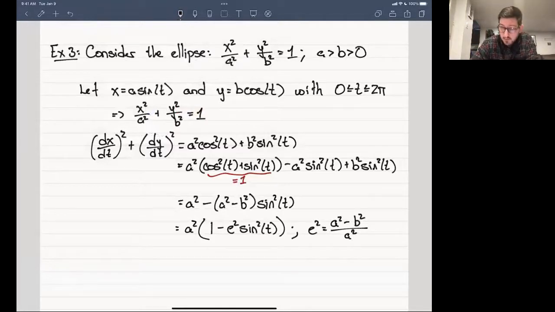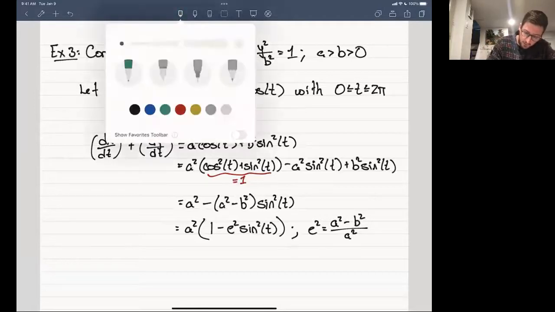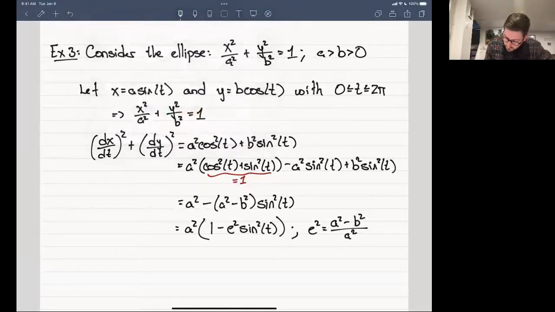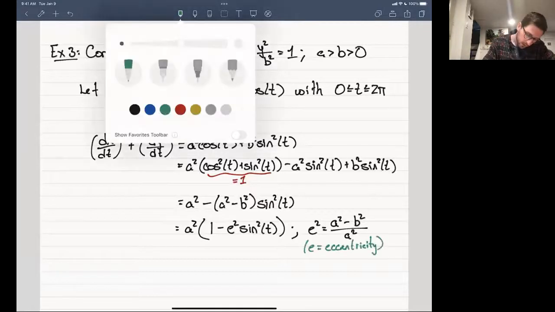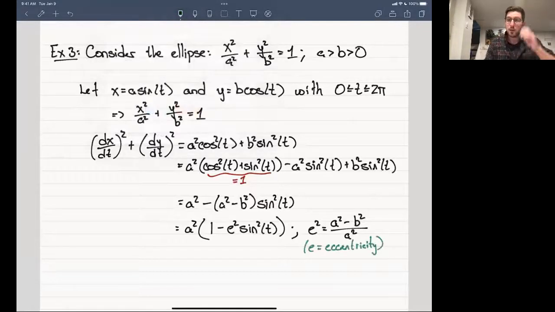E is not, in this case, like 2.71828, right? The usual number that we deal with all the time. In this case, E stands for what's called the eccentricity. So E is equal to eccentricity. Now, where have we heard the word eccentricity before, potentially?